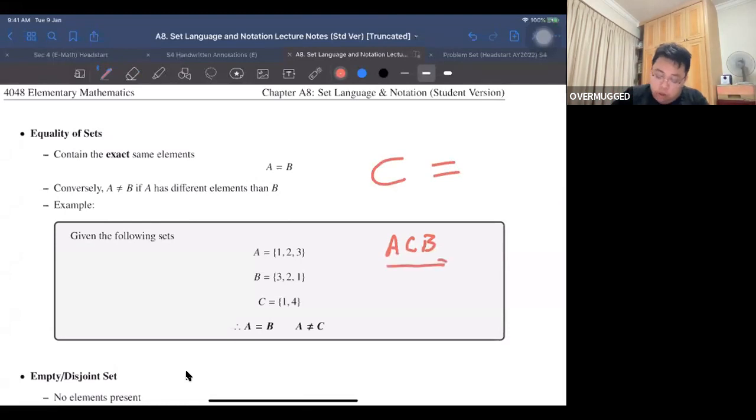Okay, so this works this way, but it fails this way. That is the difference between the equal sign and the subset symbol. The equal sign works this way and this way. The subset symbol only works in one direction. It doesn't work in the opposite direction.